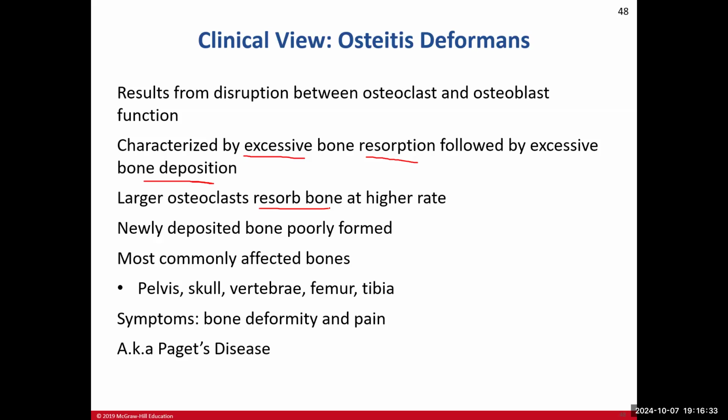They'll also get a condition called saber shin. Normally if you're looking at the shin from the side, it goes straight down. But over time, new bone deposition starts to occur on the front, and then this person's bone looks like a saber sword, with a big rounding on the front, because the bone keeps getting deposited, and then there's resorption going on, and then more deposition occurs.